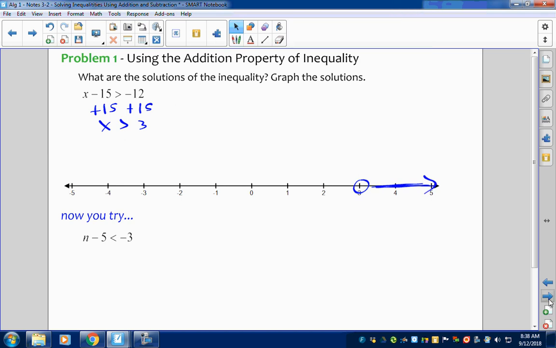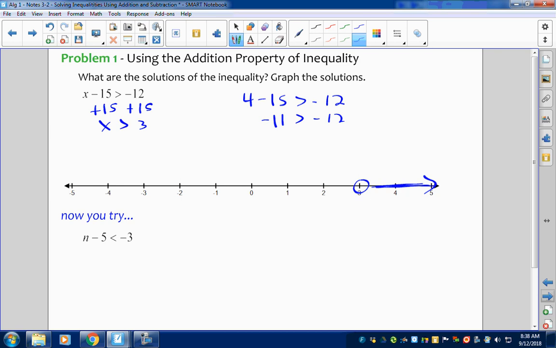So you will be asked to perhaps check. It doesn't hurt to think about, well, what's a good number to check in here? If I've done this correctly, I could try 4. That's probably the next lowest whole number. Try 4 in here. 4 minus 15. Is that greater than negative 12? Yeah, negative 11 is greater than negative 12. So it checks out. We've got it.